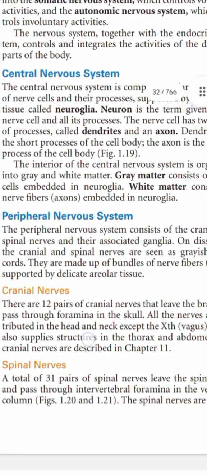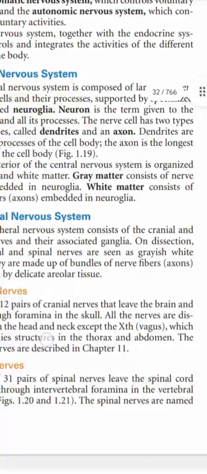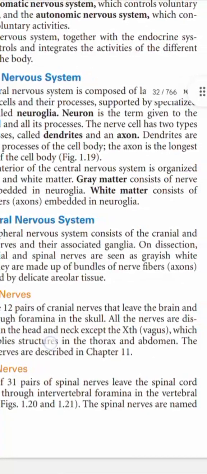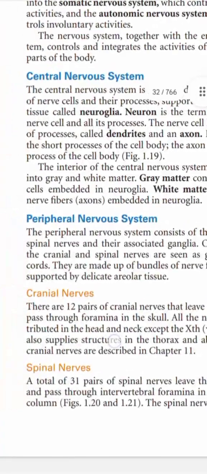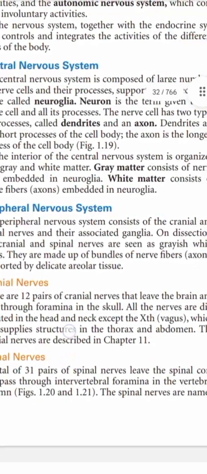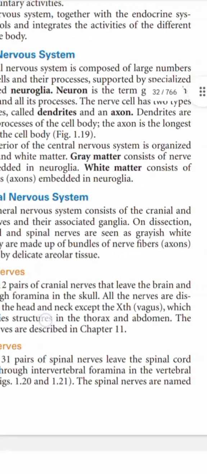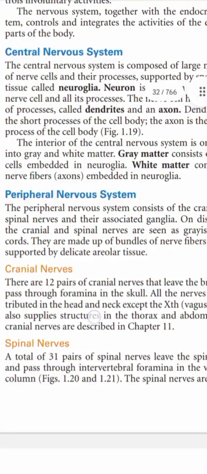Peripheral nervous system. The peripheral nervous system consists of the cranial and spinal nerves and their associated ganglia. On dissection, the cranial and spinal nerves are seen as grayish-white cords. They are made up of bundles of nerve fibers, axons, supported by delicate areolar tissue.